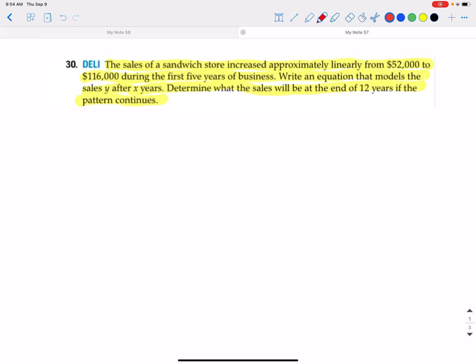It does give you a little hint about what X and Y should represent. X represents the years and Y represents the sales. So we're going to use this information to create two ordered pairs. One of the ordered pairs is that in the first year, he earned $52,000. So that's one ordered pair. The second ordered pair is that after 5 years, the sales were $116,000.